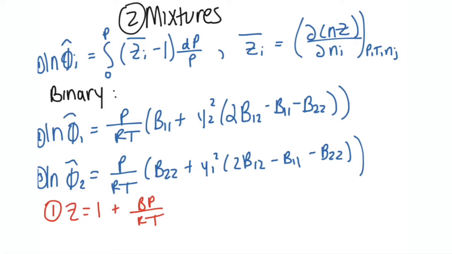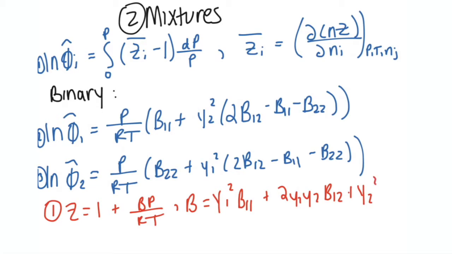And the way you're going to find B, well, B is equal to y1 squared. Again, this is the mole fraction of the species 1 in the vapor. B11 plus 2y1y2 B12 plus y2 squared B22. Okay?